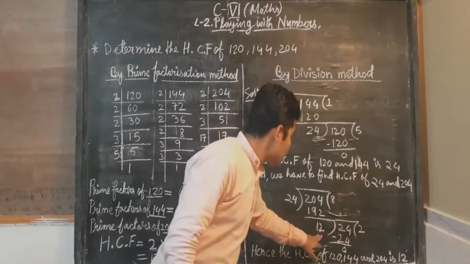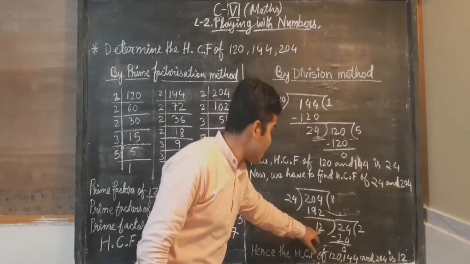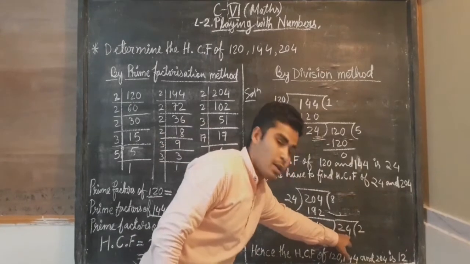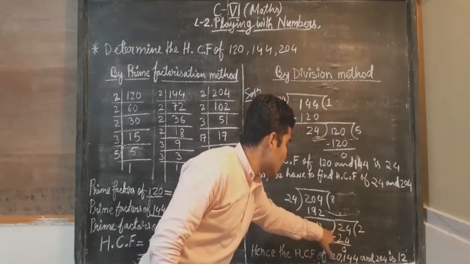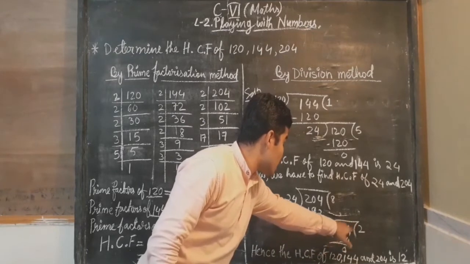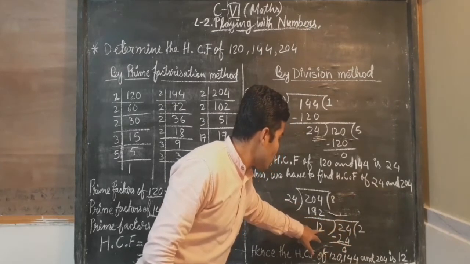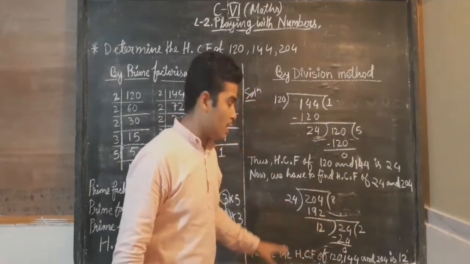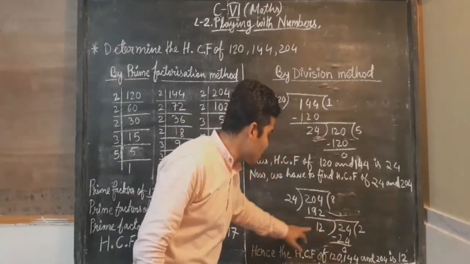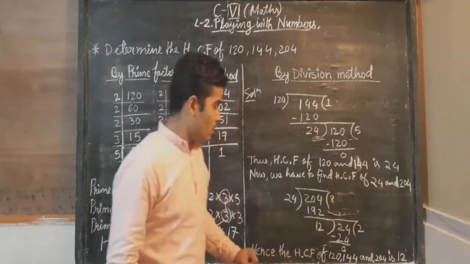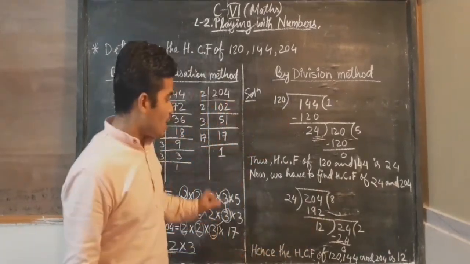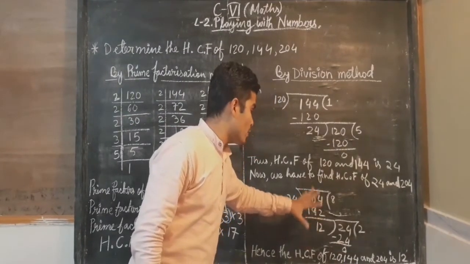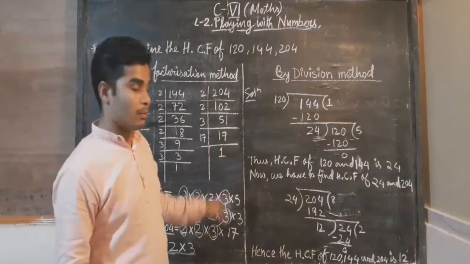And now this 12 will be the divisor, and the last divisor 24 will be the dividend. You can see here. And after arranging this, we will start to divide these two numbers. 12 into 24. Here we got the 0. This process will continue till we get 0. You see here we got the 0. That means 12 is the last divisor. So the last divisor is always the HCF of the three given numbers.